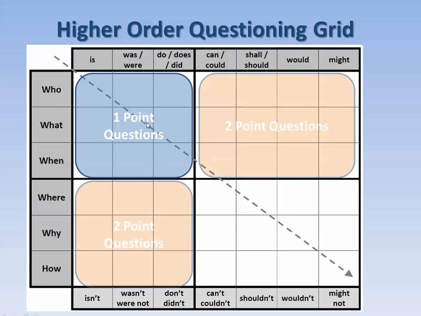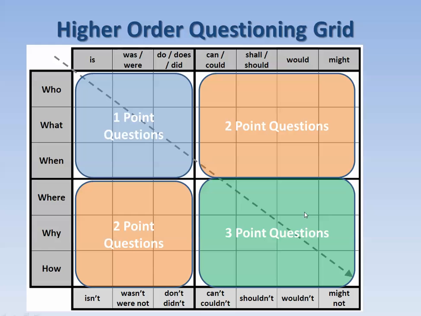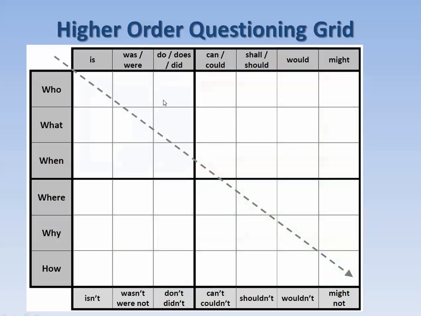In this example, any question generated here would be a 1-point question. Questions generated here and here are considered 2 points. And then questions generated here are considered 3-point questions. These points come into play because the level of difficulty increases as you go down or as you go over. So if I start out at the beginning with a question like, what did the third pig build his house out of? We would have a 1-point question. Very simple, very easy type question.